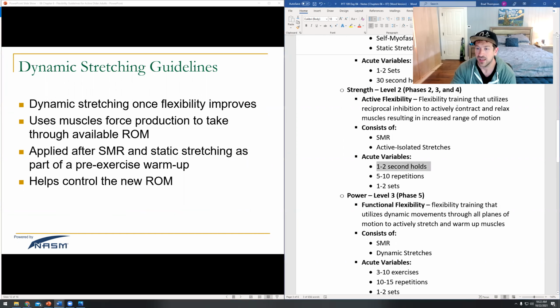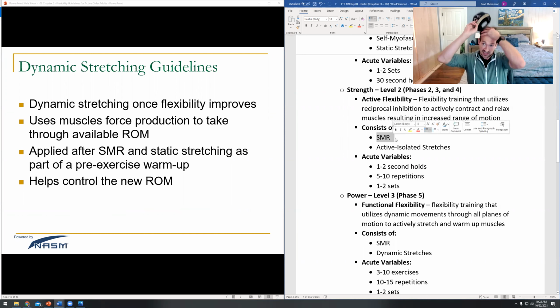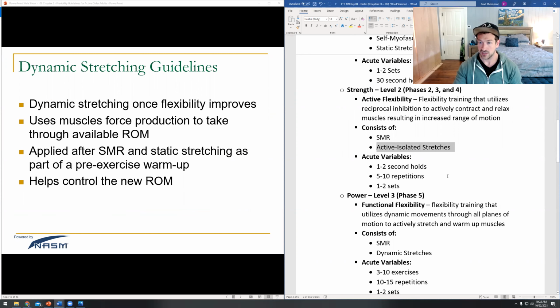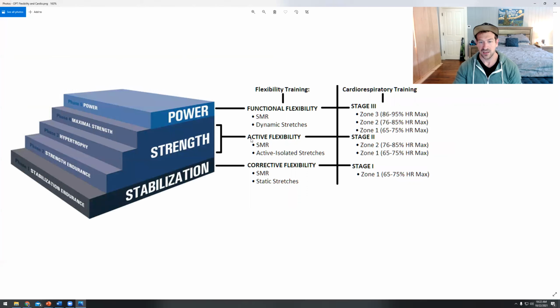So for the strength level, we're going to do active flexibility. Active flexibility is flexibility training that utilizes reciprocal inhibition instead of autogenic to actively contract and relax muscles, resulting in increased range of motion. So we're going to do SMR first. That's going to deactivate things a little bit, but without making the muscle groggy. And then we're going to do active isolated stretches, which is part of that active flexibility. So we look at our tool bag. Active flexibility has active isolated stretches in it.